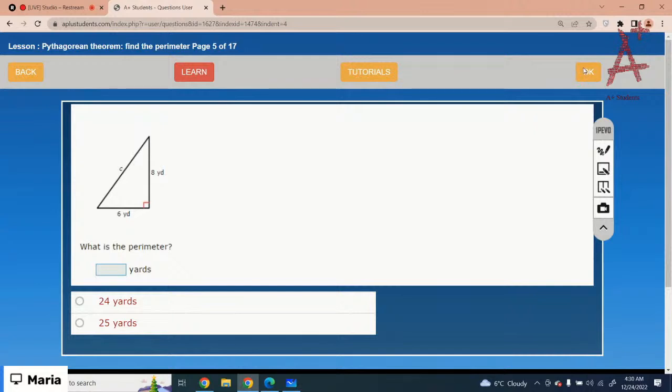Got it? So just select the correct option, then click on the OK button. 24 yards is the correct option.